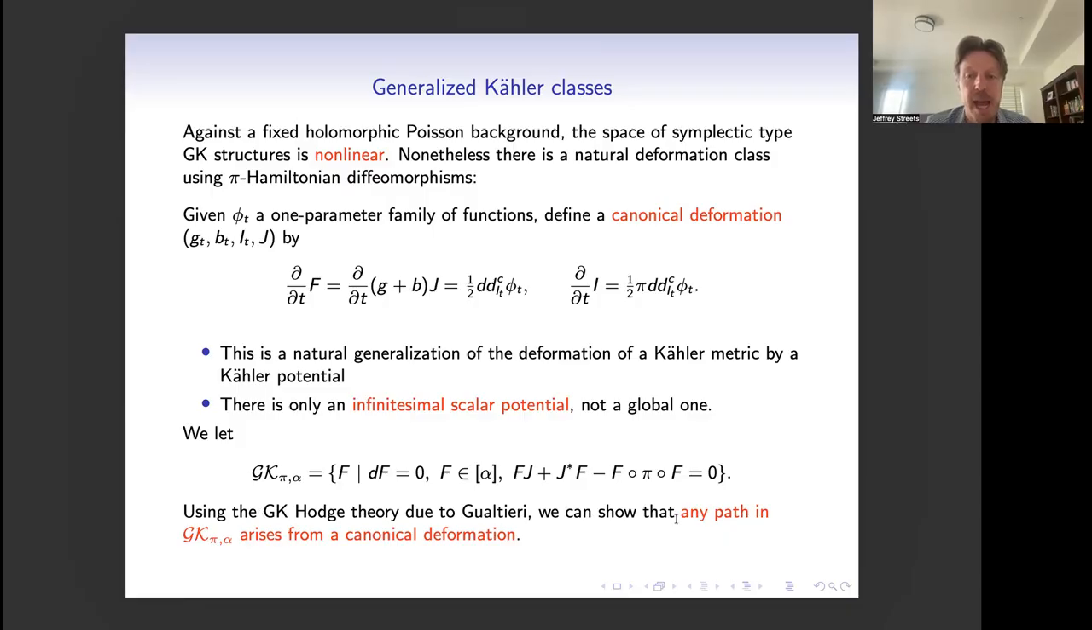And the key point is that you can use the Hodge theory in generalized Kähler geometry to show that any path in this space GK pi alpha arises from a canonical deformation. So somehow these are naturally capturing, if you like, connected components of this space. Okay, so these canonical deformations are generic, at least in terms of deformations within this GK pi alpha.